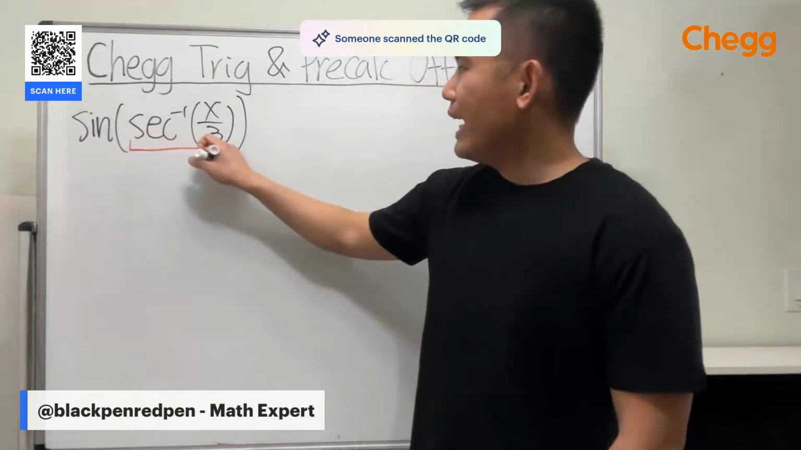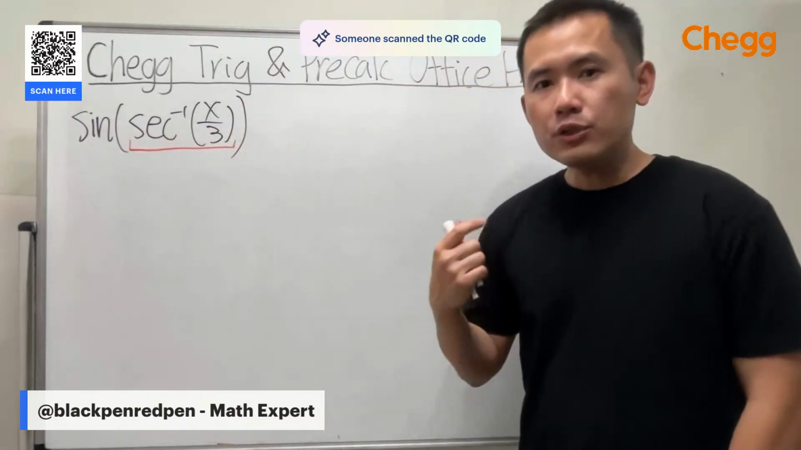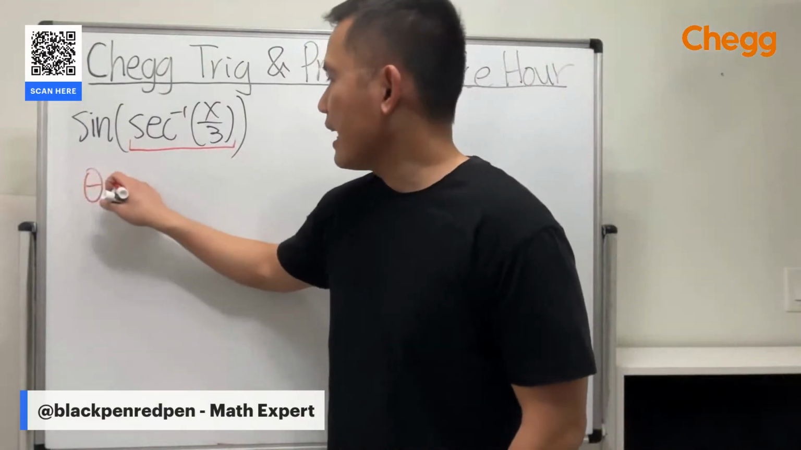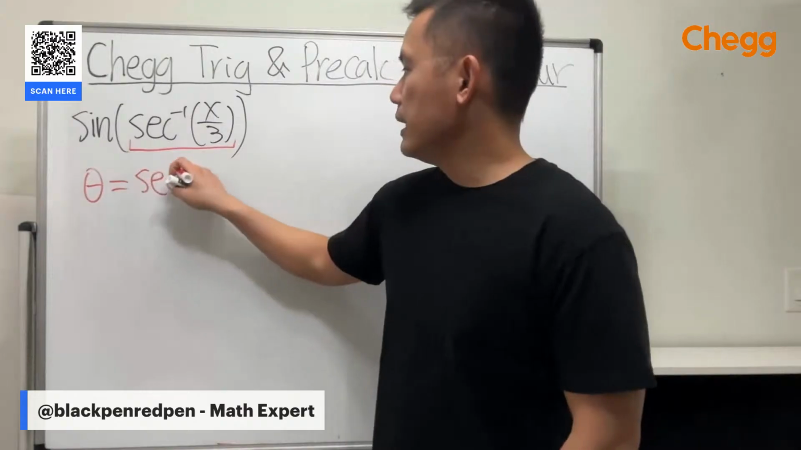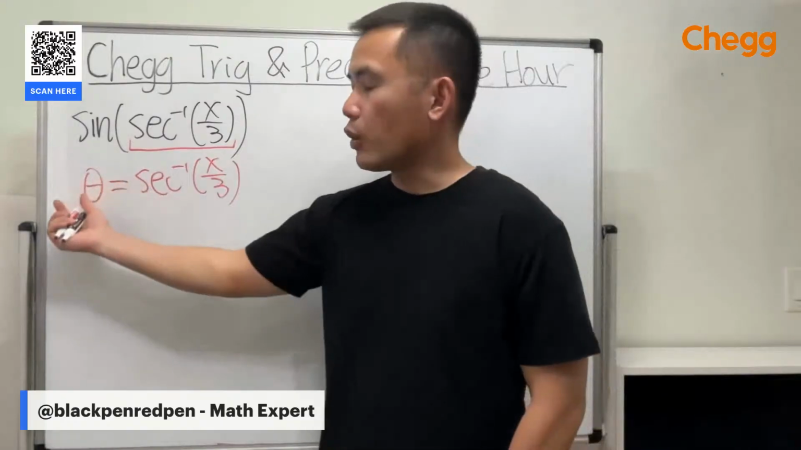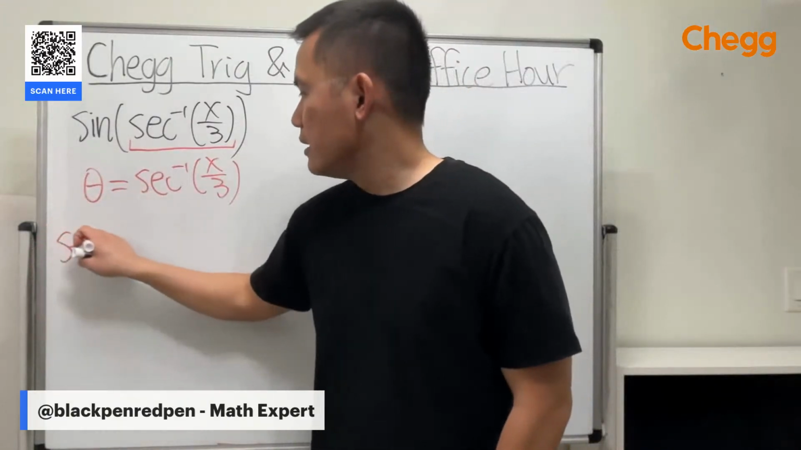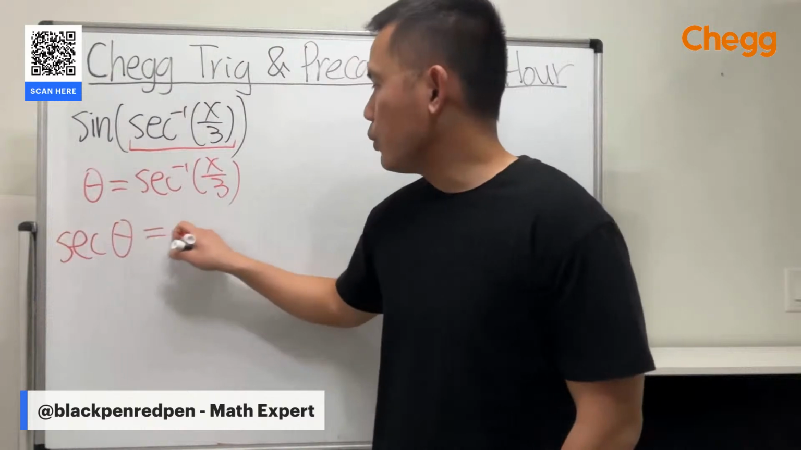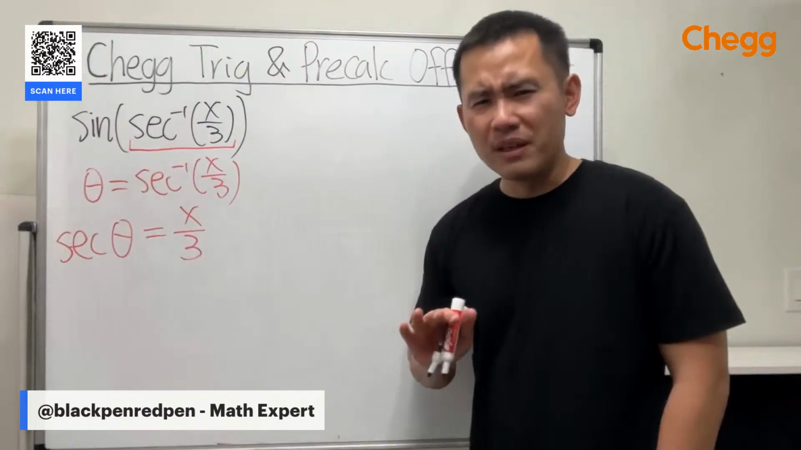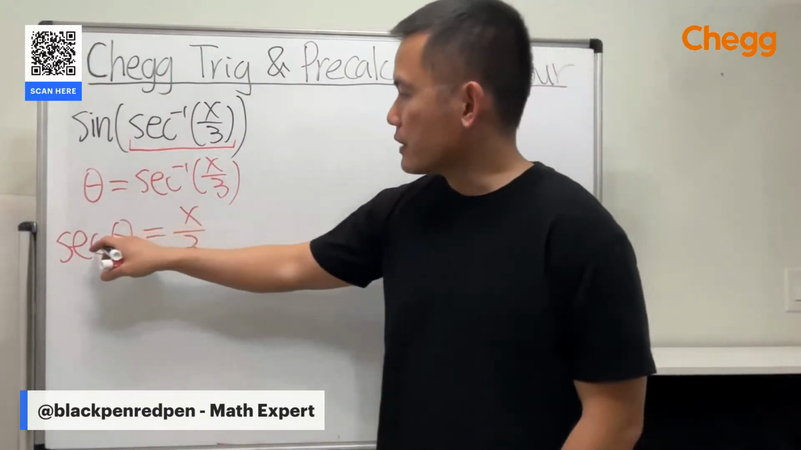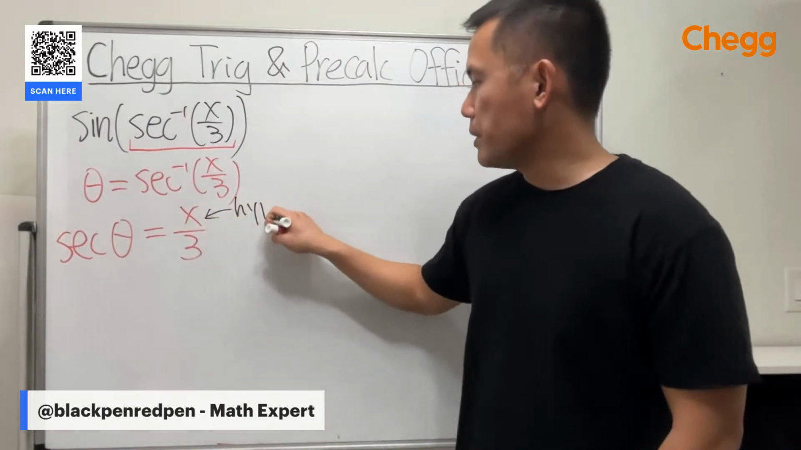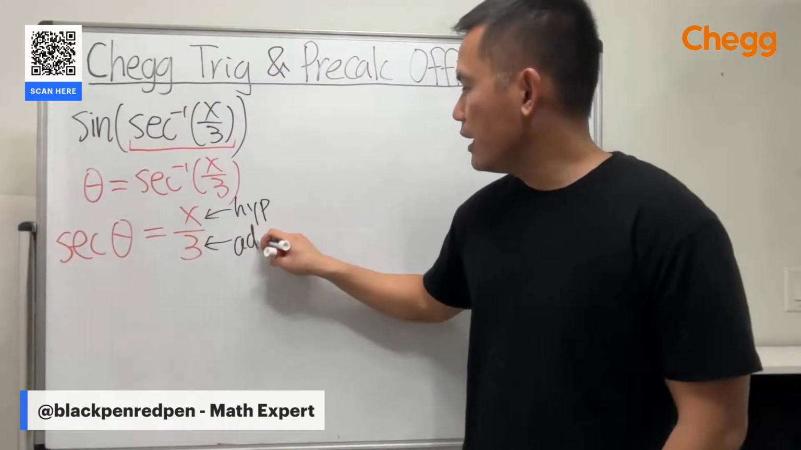Firstly, whenever you have an inverse function, it actually represents an angle. So I can start off by saying that theta being the angle, which is now inverse secant of x/3. And then if we apply the original secant to both sides, this tells us secant theta equals x/3. And I'll just do the triangle method because I think it's so wonderful. For secant, it's hypotenuse over adjacent. So this is the HYP over ADJ.